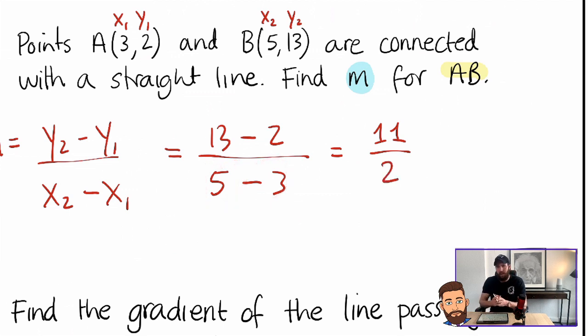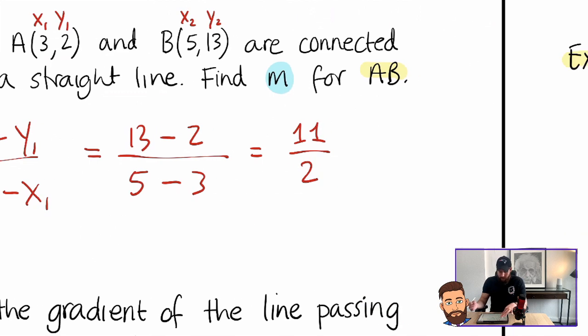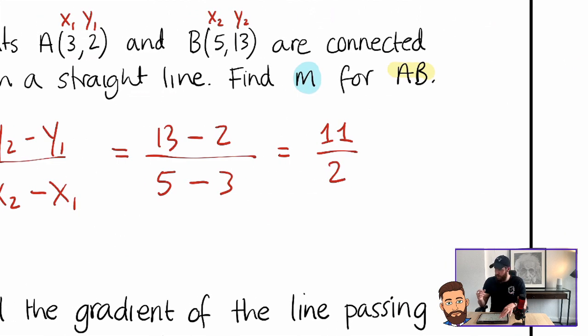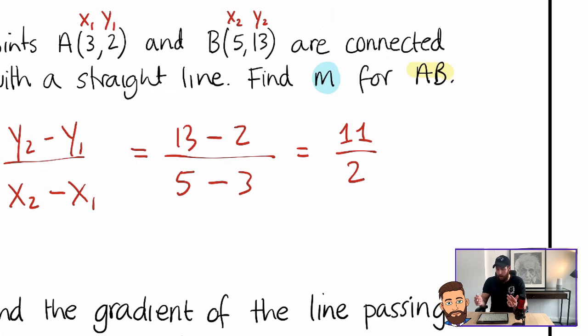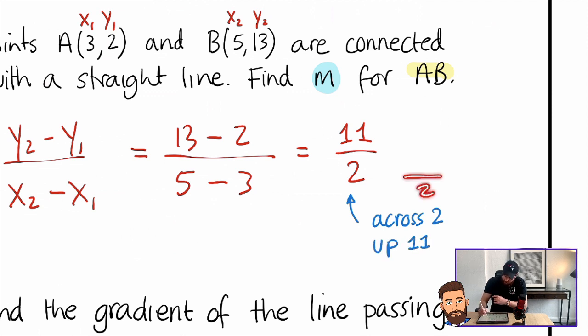Does 2 go into 11? No. Are we allowed fractional gradients? Yes. So my gradient is 11 over 2. What does that mean? That means every time I go across 2, because up divided by across, that means every time I go across 2, I go up 11. So if I had a line, it'd be across 2, up 11. Okay, so what you could say is that's quite a steep line. And that's it, done. The gradient is 11 over 2. Every time you go across 2, you go up 11.